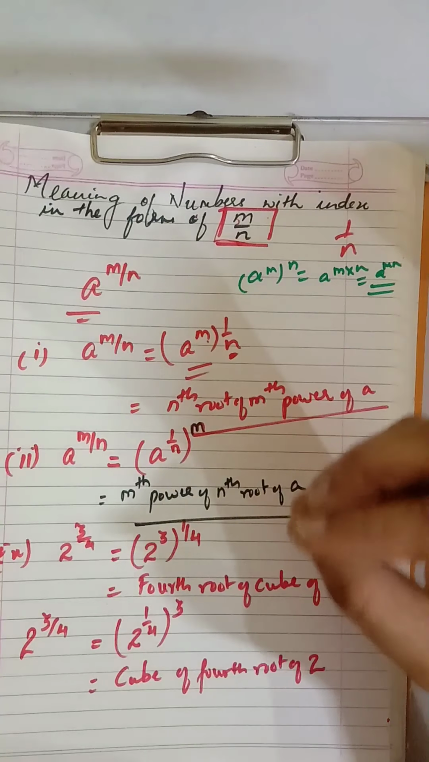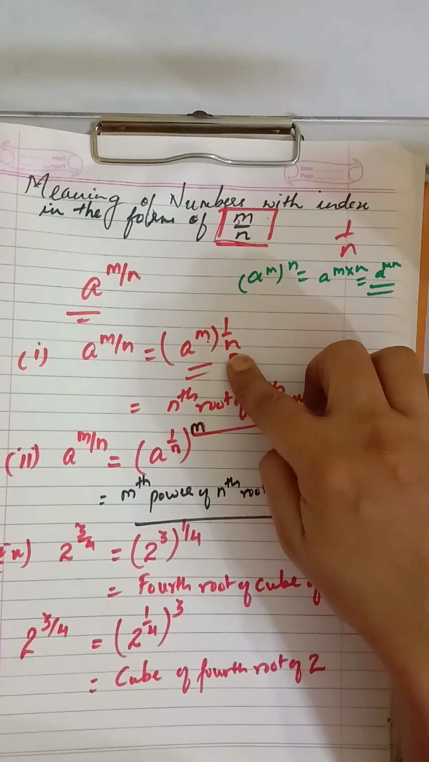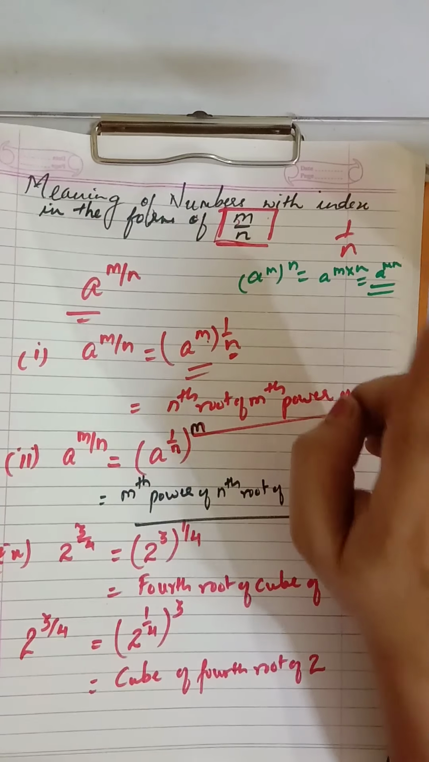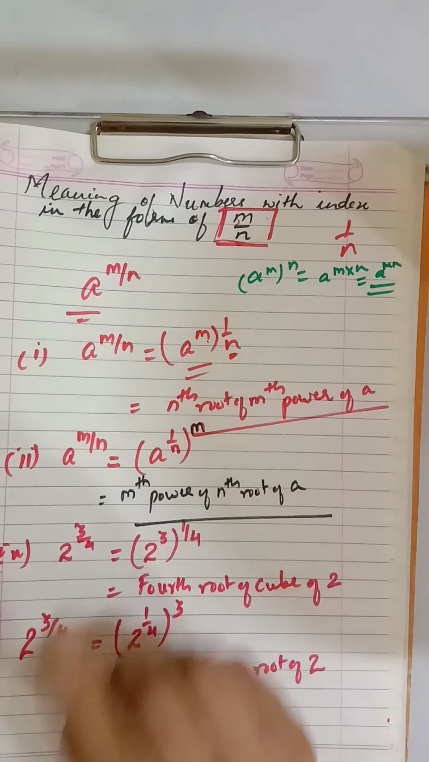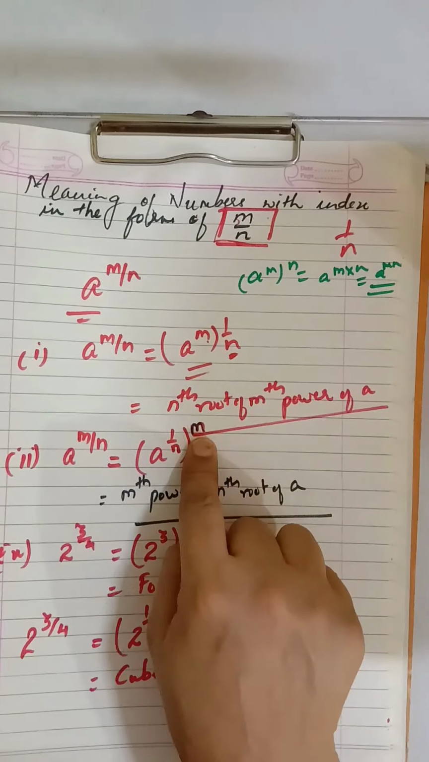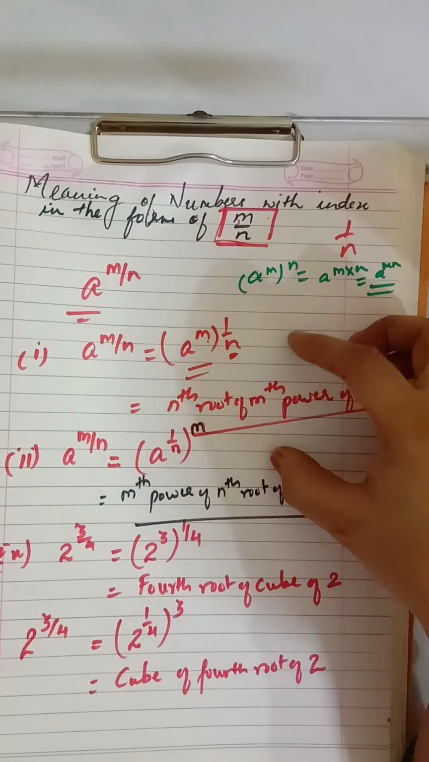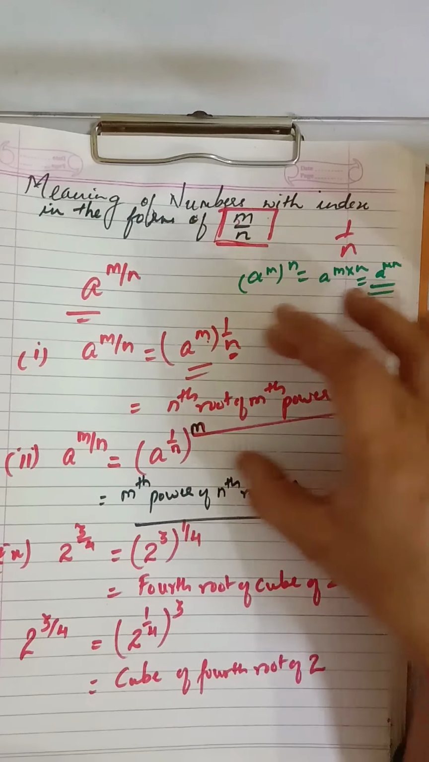Again I repeat, children, whatever is in the denominator is your root, and the numerator is the power or exponent. So here, first is the mth power, and down is the root: the mth power of the nth root of a. Same way here, first 1 upon n, that means the nth root of the mth power of a. Children, this main general rule you should learn so that it becomes easy to solve the examples.